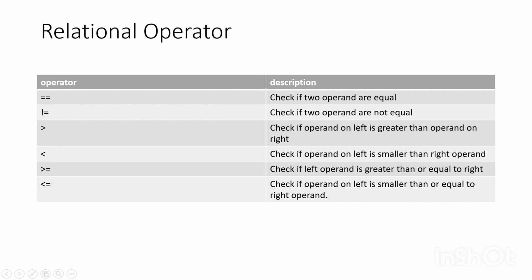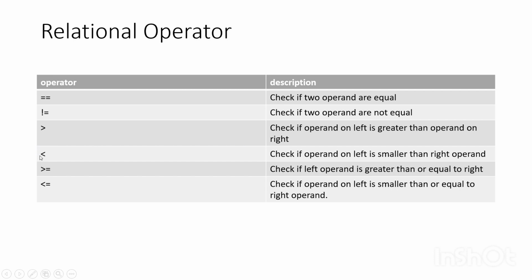The next one is the relational operator, which shows the relation between the operands. Here double equals to checks if two operands are equal. Not equals to checks if the two operands are not equal. This is the greater than symbol, which checks if the operand on the left is greater than the operand on the right.